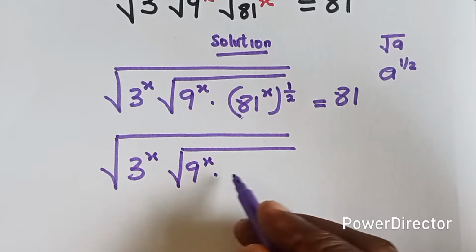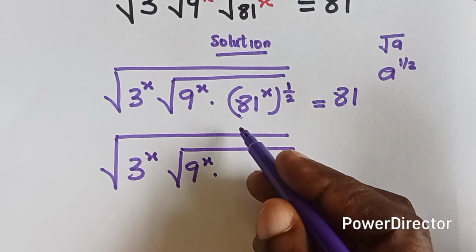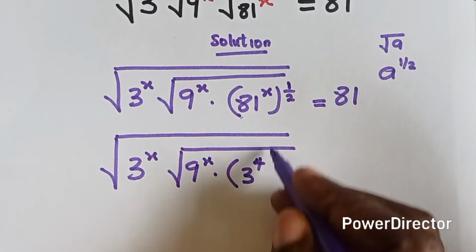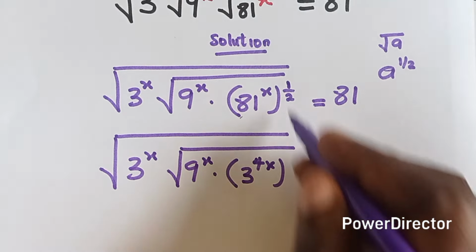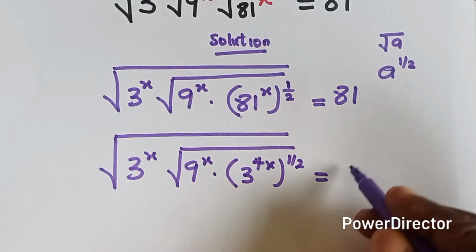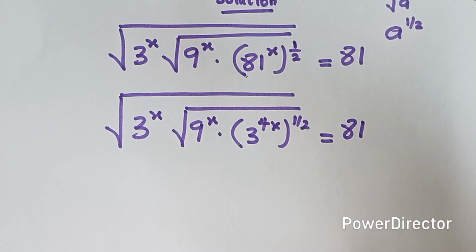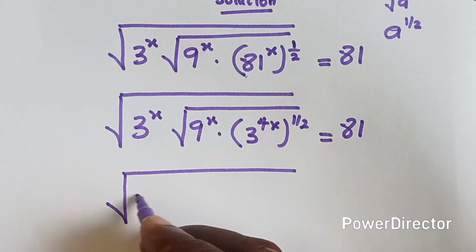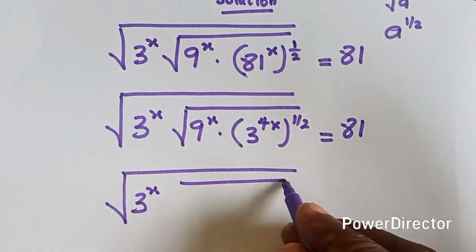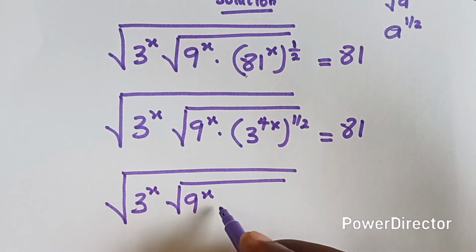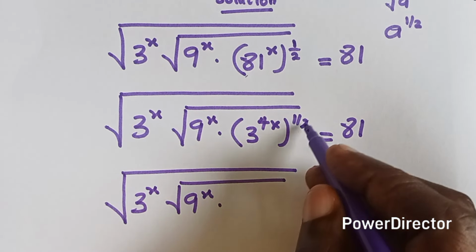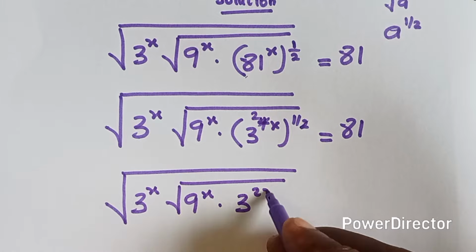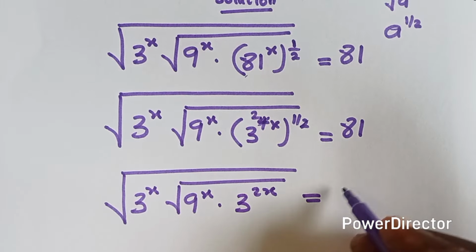Then we have the square root of 3 raised to x, then the square root of 9 raised to x. Then 81 is a multiple of 3. It can be written as 3 raised to 4. Then we write this x, 1 over 2, the other power, everything equals 81. So from there we can divide the 4 by these two. So we have 9 raised to x, multiplying by 2, 1, 2 in this 4 is 2, and that gives 3 raised to 2x, that's what we have here, equals 81.